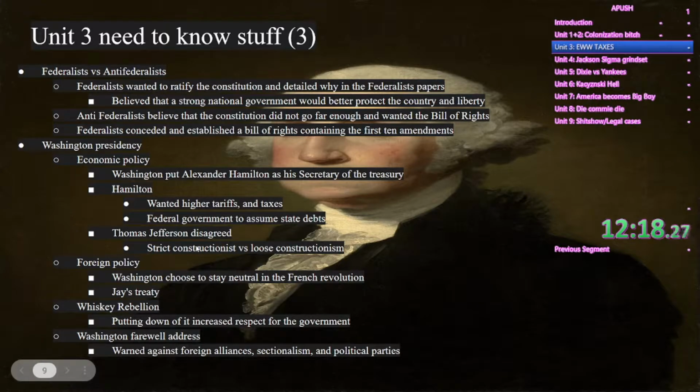To put it simply, strict constructionism is the idea that the government is only allowed to do what the Constitution says it can do, while loose constructionism is basically the opposite, saying that if the Constitution does not forbid it, the government can do it. So, yeah. For foreign policy, Washington chose to stay neutral in the French Revolution.